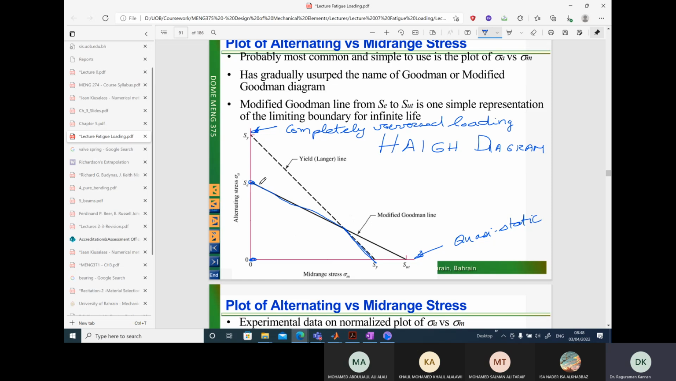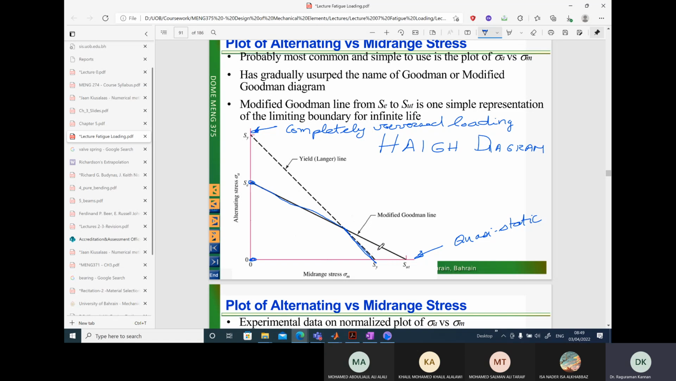So the Goodman equation will consist of an equation of this line, this flat line, joining SE to SUT value over here. This line represents the failure envelope according to Goodman equation. But Goodman equation has to be modified by the yield line or the Langer line as well. And when we draw the yield line, we see that it intersects right at this point. And if we cross this envelope, then yield failure will occur.